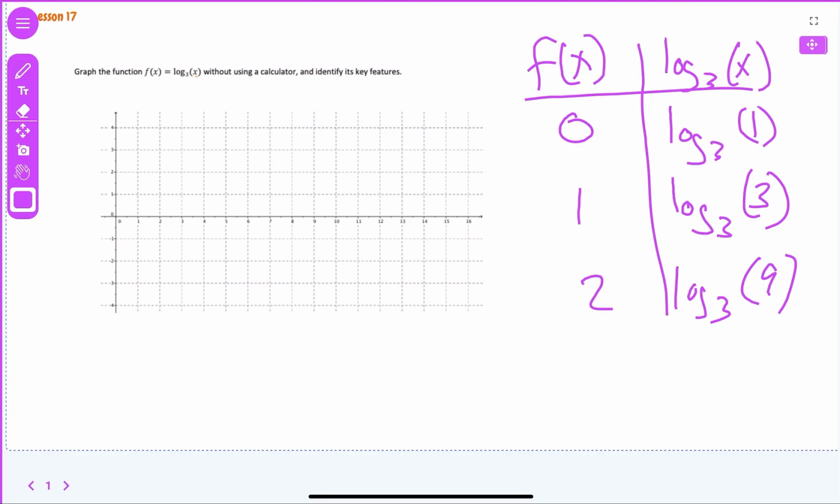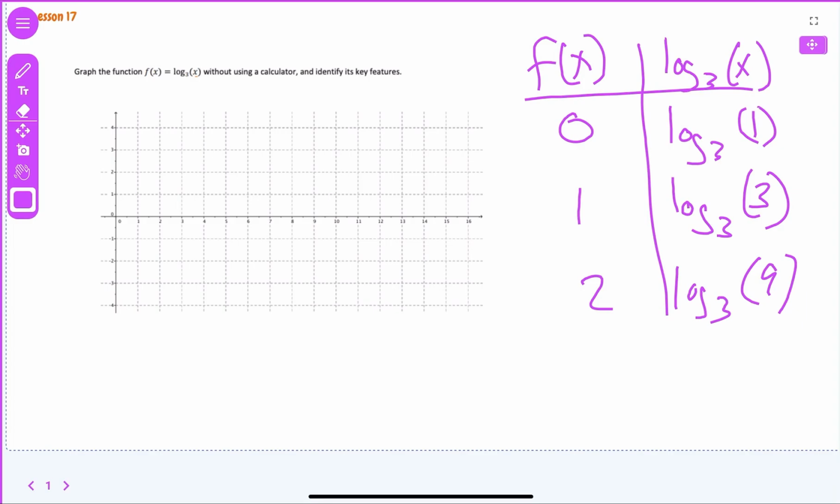Let's graph these. Now, can y be 0? Can that f of x be 0? Can the y be 0? Yes. Okay. We have the y equal to 0.